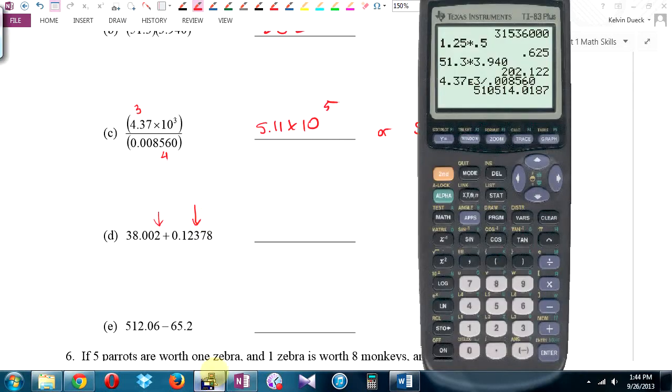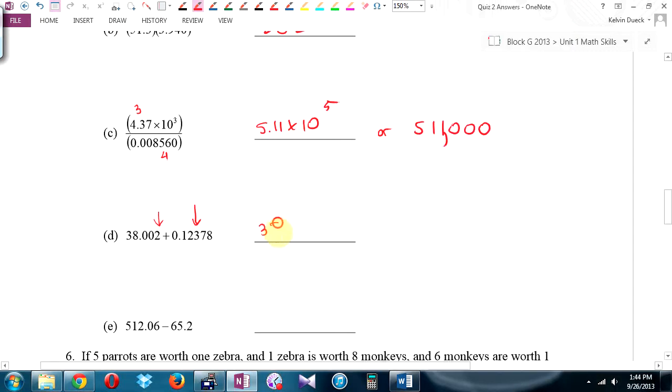So let me go 38.002 plus 0.12378. I want to round to 3rd decimal place. I'm going to round right to there. Is the 5 going to stay a 5 or not? Nope. I'm going to change it to 38.126, which happens to be 5 sig figs, the same as both of your data. That's a fluke. Just so happens.